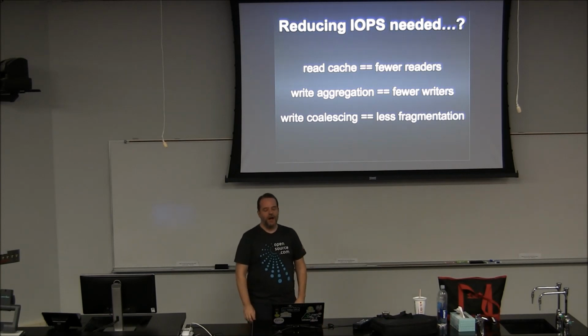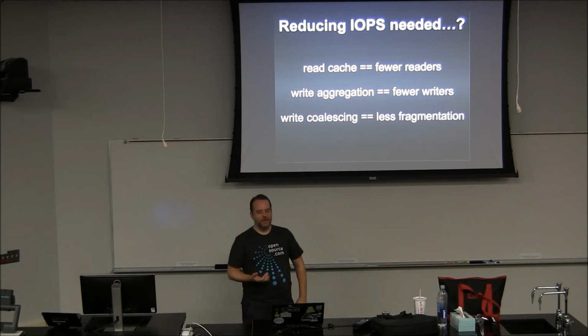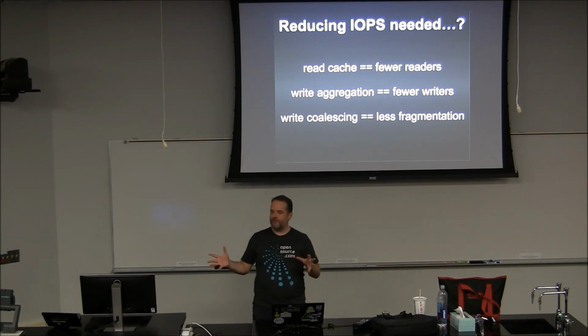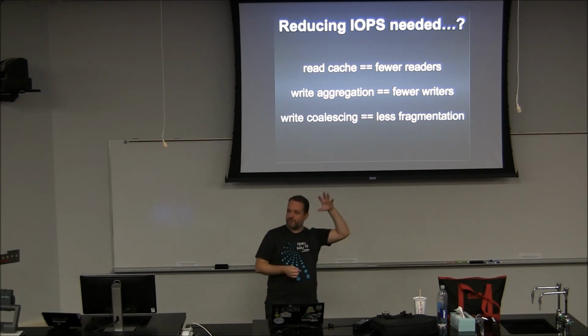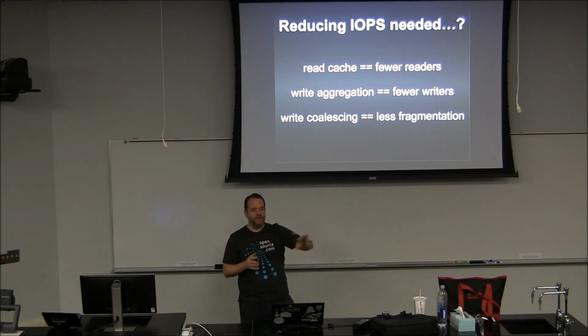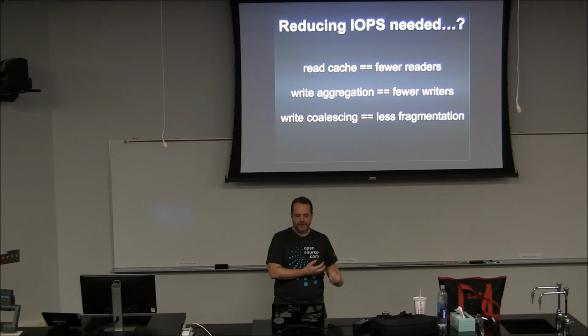All right. You can also try to reduce the IOPS you need to do the same task. If you have a great big read cache, so that the second, the third, and the fourth, and the fifth time somebody goes to read the same data, you don't actually have to go to the disk for it because you still got it in RAM. Well, that's that many fewer IOPS that you have to inflict on your storage. So that reduces your needs.